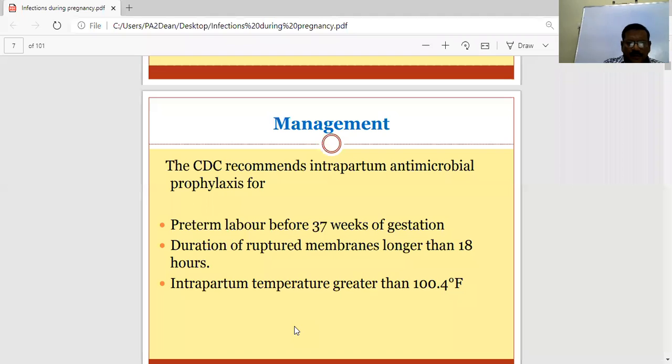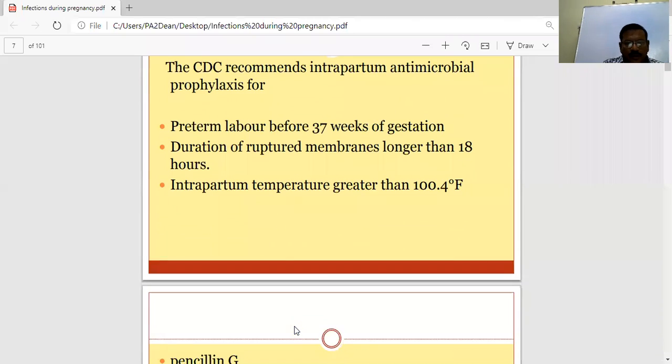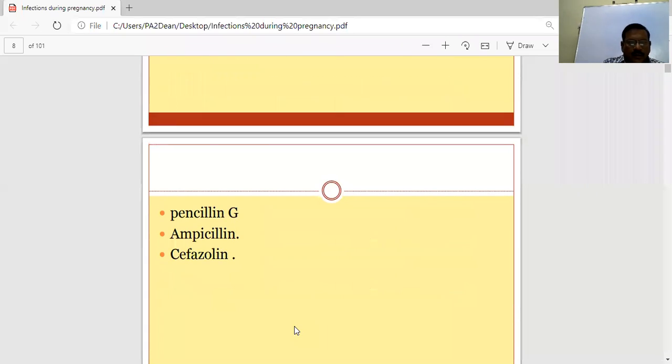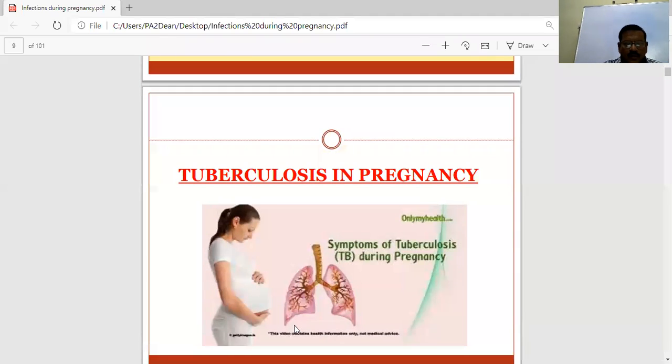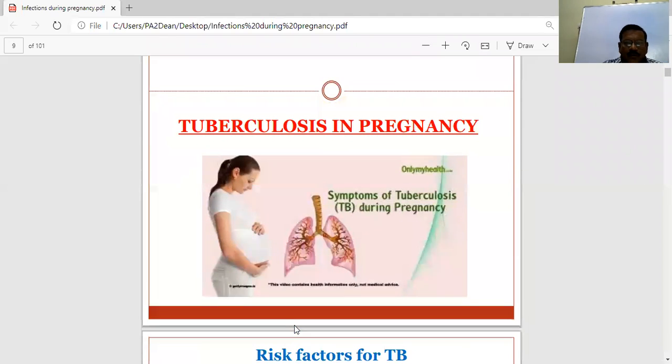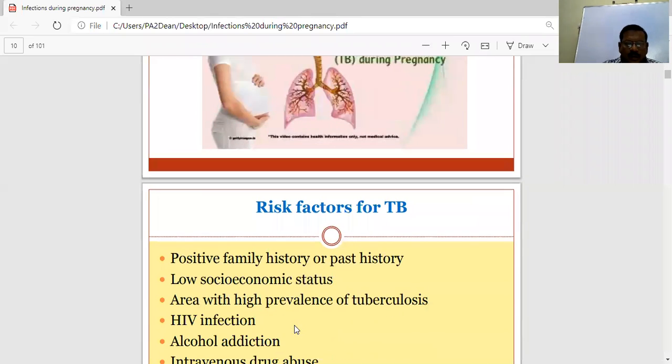Duration of ruptured membranes longer than 18 hours. Intrapartum temperature greater than 100.4 degrees Fahrenheit. The treatment is penicillin G, ampicillin, and cefazolin, are the drugs of treatment. And next, coming to tuberculosis in pregnancy, the risk factors for TB are positive family history or past history.